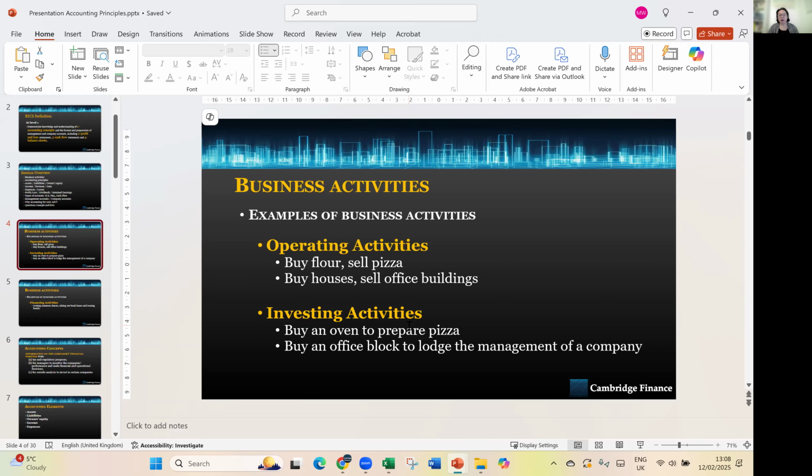Okay, so operating activities in real estate will be pretty much the rental side, whereas the investment activities will be pretty much the development side, or the refurbishment, or buying land, buying a building. These are investing activities. So in my simple case here, if you have, for example, a pizzeria, then buying the flour, selling the flour is your operating expenditures.